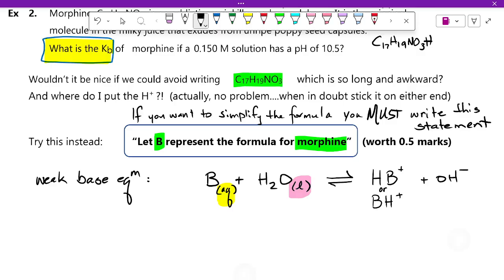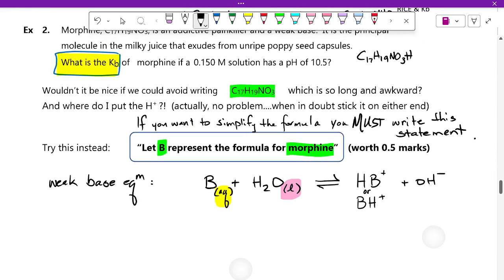And then, do you guys think you could solve the rest of this? Go for it.